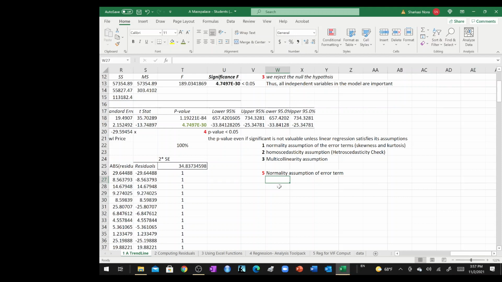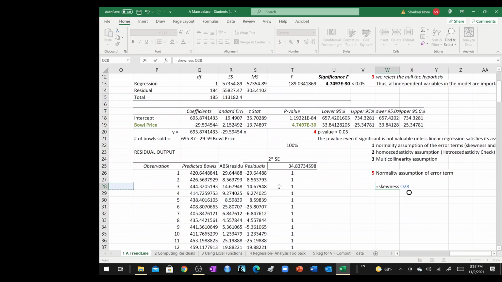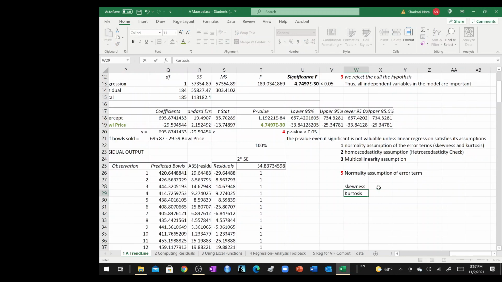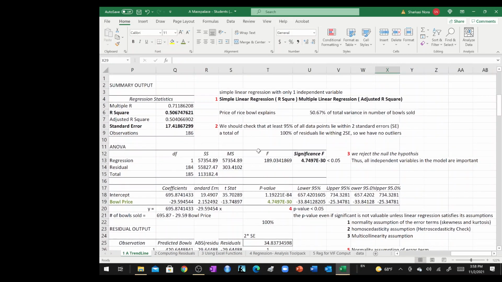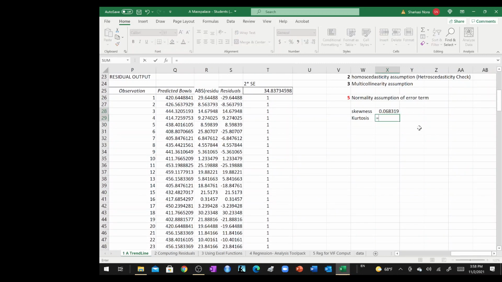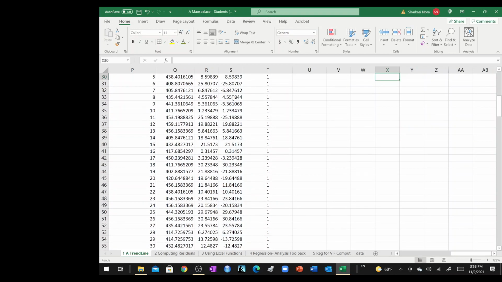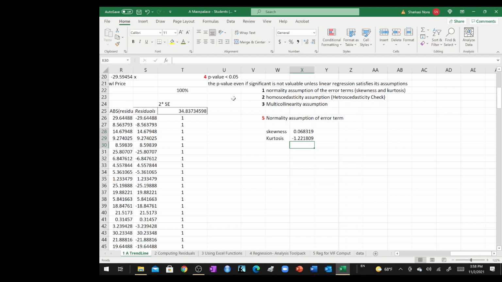All right, the normality assumption of the error term: we take the skewness and we take the kurtosis. How do we find the skewness? Basically, we use the SKEW function in Excel on the residuals, not the absolute residuals, the residuals as is, and we hit OK. And the same applies to kurtosis, even though, as I said earlier, for continuous data we're more concerned with the skewness.